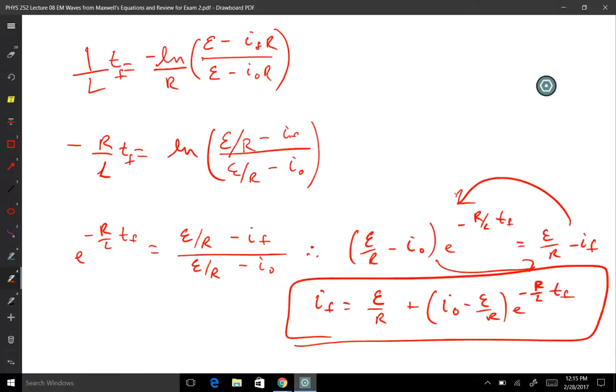And now you see it is the full-on equation because this here is the I infinity. And so it's I infinity plus I0 minus I infinity, e to the minus t over tau.